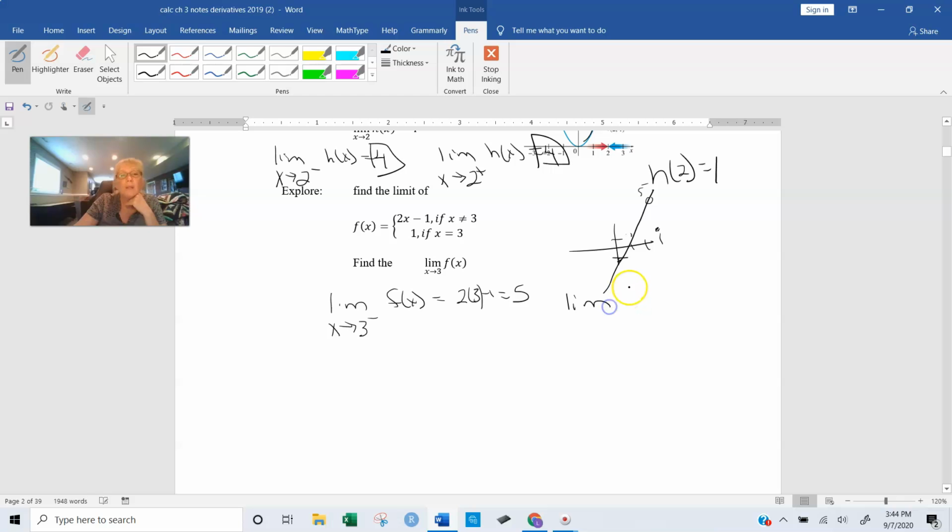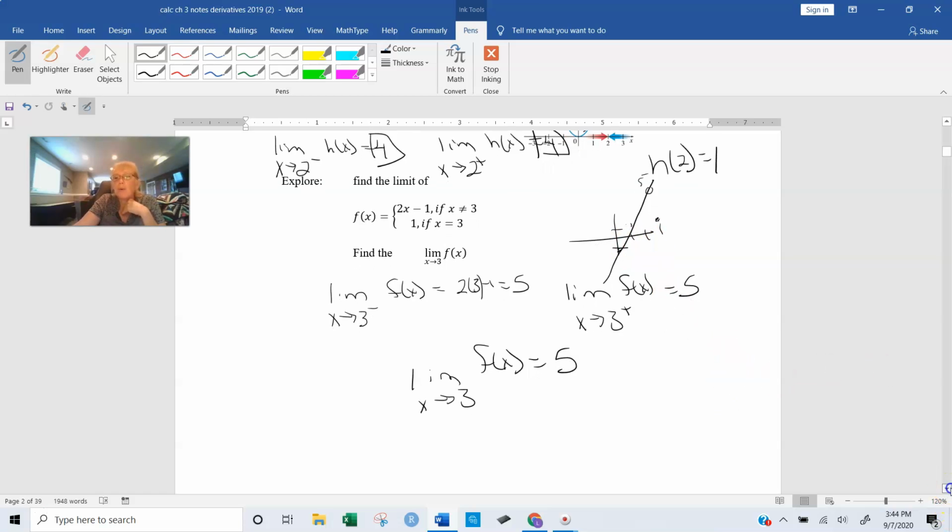If you look, the limit of f of x as x approaches 3 from the right is also 5. Therefore, the limit as x approaches 3 of f of x is equal to 5, even though the true value is 1. Does not matter. It matters what it approaches.